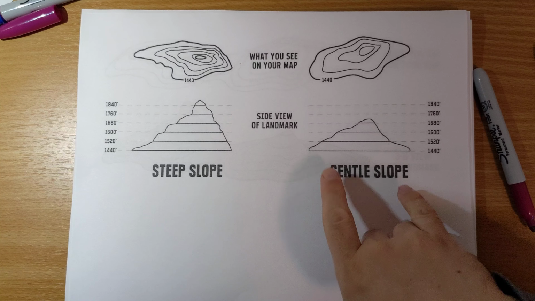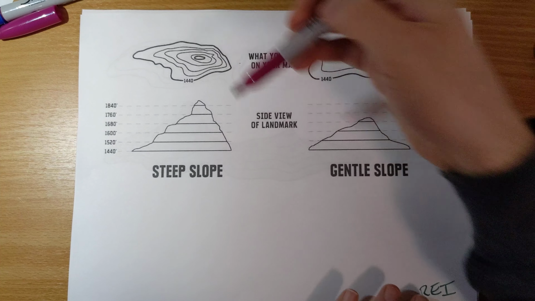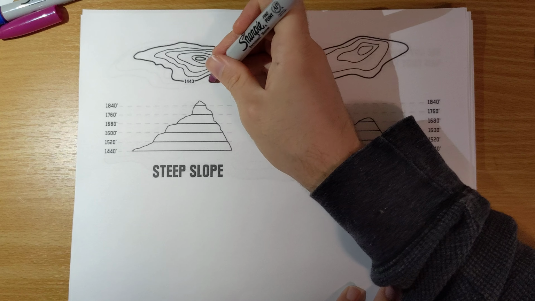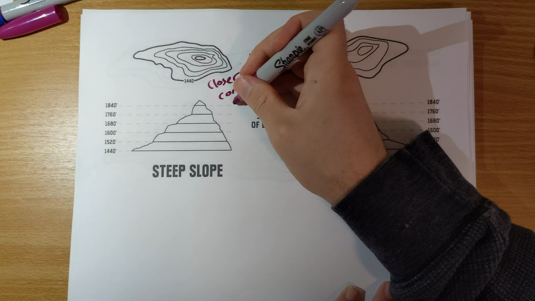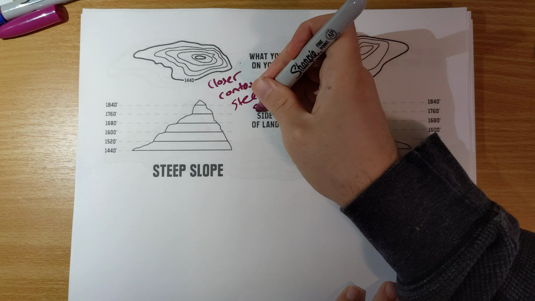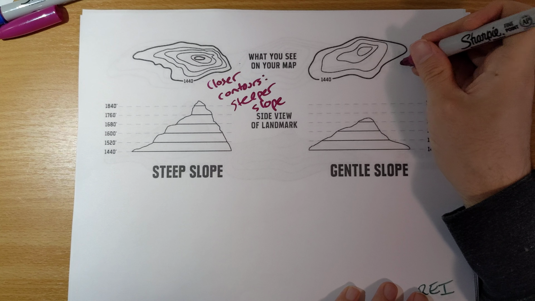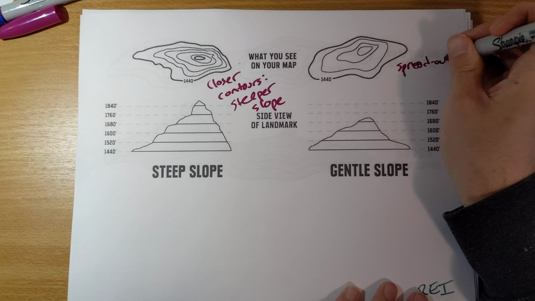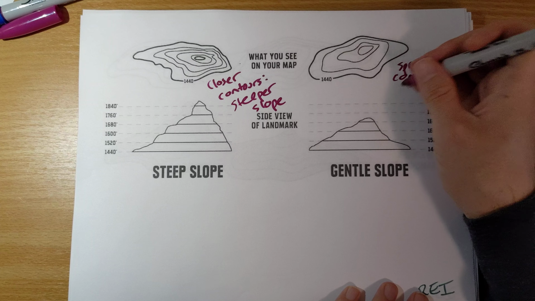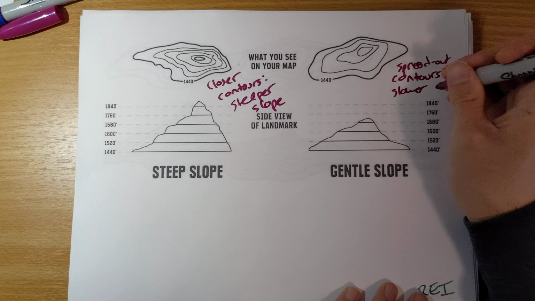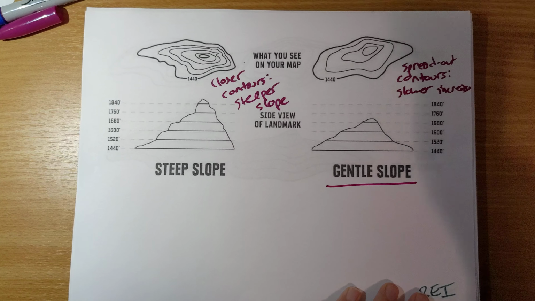A comment to make here: steep slope versus gentle slope. We can see that from the pictures. How can we tell that from the contour map? The closer together the contours, the steeper the slope. And contours that are more spread out mean a slower increase and a gentler slope.